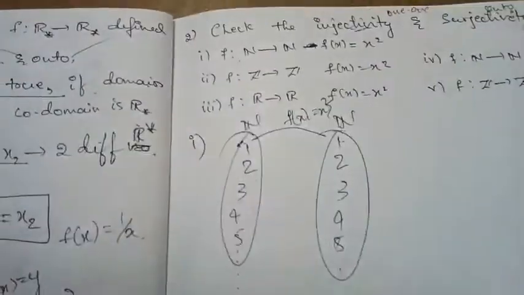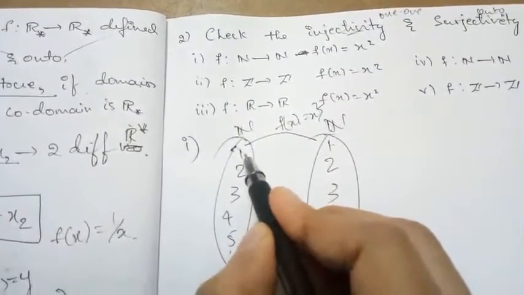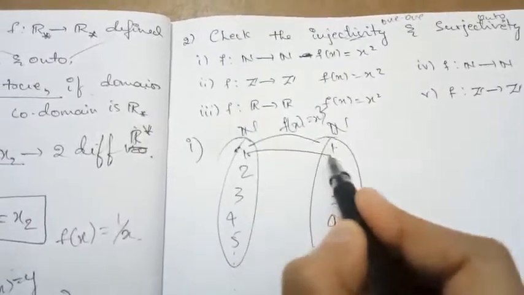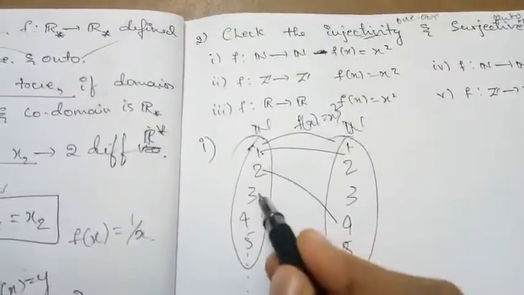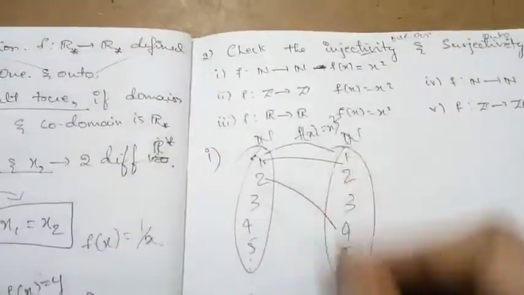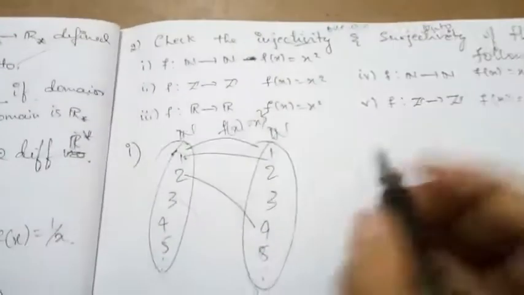So the set of natural numbers, the function is f of x is equal to x square. So when x is 1, what is x square? 1 itself. When x is 2, it is 4. When x is 3, it is 9, and so on. So our mapping will be like this.